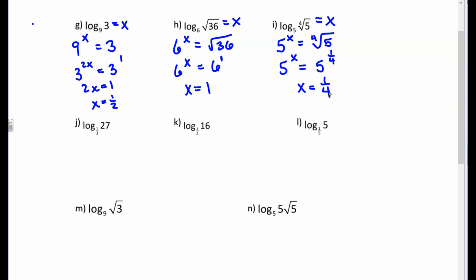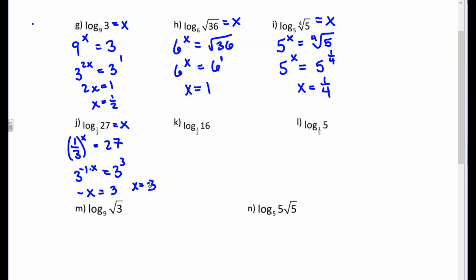Log base 1/3 of 27, set it equal to x. So I have 1/3 to the x equals 27. I'm going to rewrite both of those in base 3. 1/3 is the same thing as 3 to the negative 1. Keep in mind, guys, it's still being multiplied by the exponent of x. And 27 is 3 cubed. So now I'm able to drop the bases and say negative x equals 3. So that means that x must equal negative 3 on that problem.